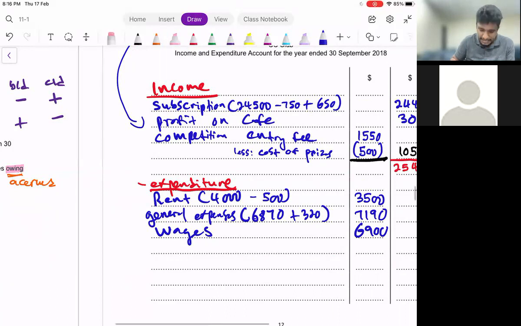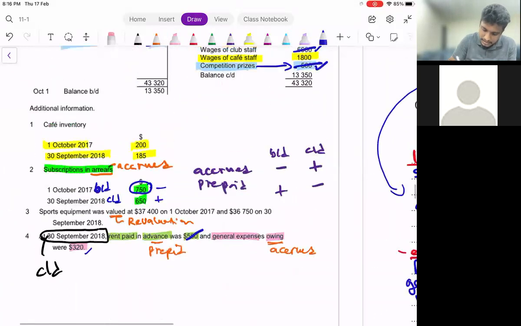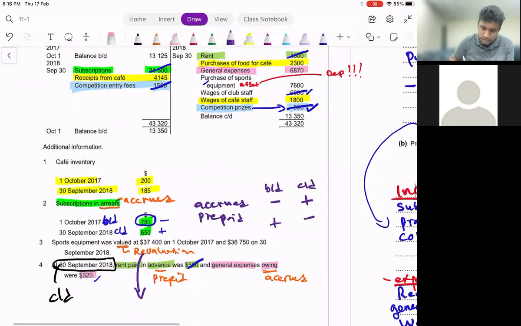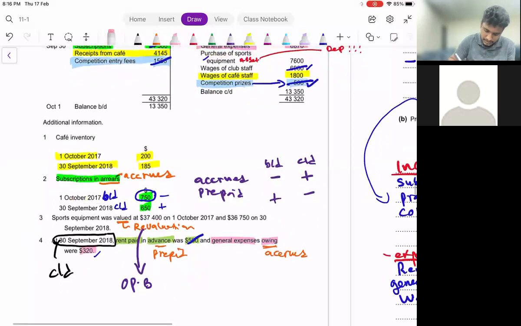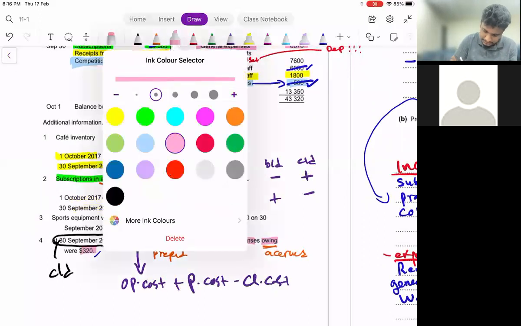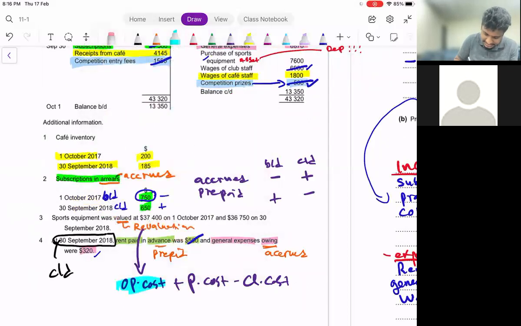After that, don't forget we have the equipment. Do you remember the formula of revaluation? When they say valued at, it gives you a hint. So do you remember the formula of depreciation under the revaluation? We take the opening cost of the asset, plus purchase cost of the asset, minus closing cost of the asset. Do you know how much is the opening cost? Yes, this is the opening cost because they say 1st October.